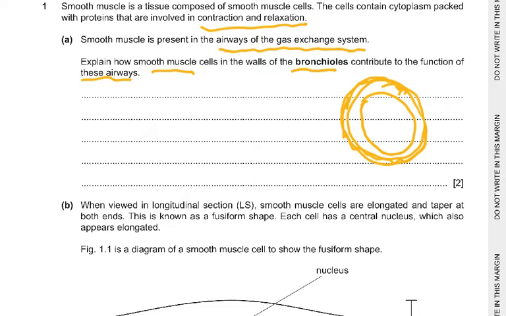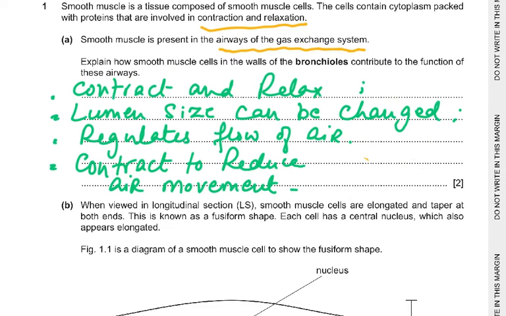So 2 marks, and there are 4 mark scheme points, and any two out of those four, you could have given me, and I would have given you 2 out of 2. So contracts and relaxes, 1 mark. Diameter size can be controlled, or you can say changed. Diameter or the lumen size can be controlled and changed. Then regulates the flow of air and contracts to reduce air movement. You can just see how this has got to be worded. So just pause the video here and have a look at this.